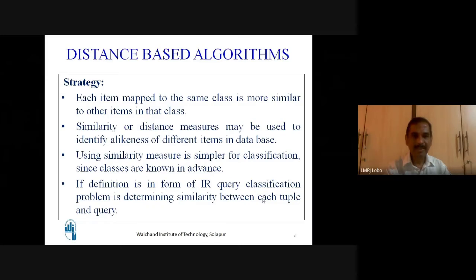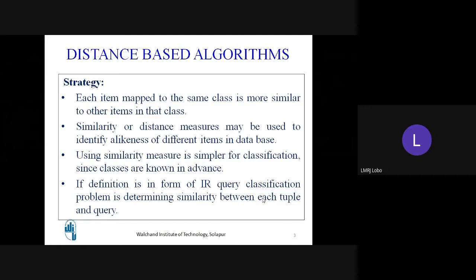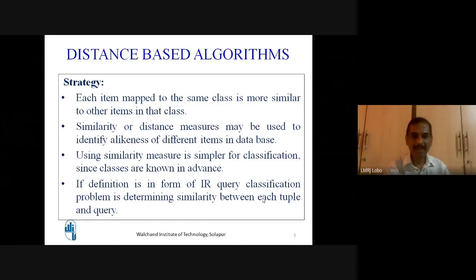Here we use a similarity measure, which is simpler for classification since the classes are known well in advance. If the definition is in the form of an information retrieval query, the classification problem is determining similarity between each tuple and the query. So in all this, we are going to find a distance measure which is going to indicate how similar data items are, to put them into a similar class.